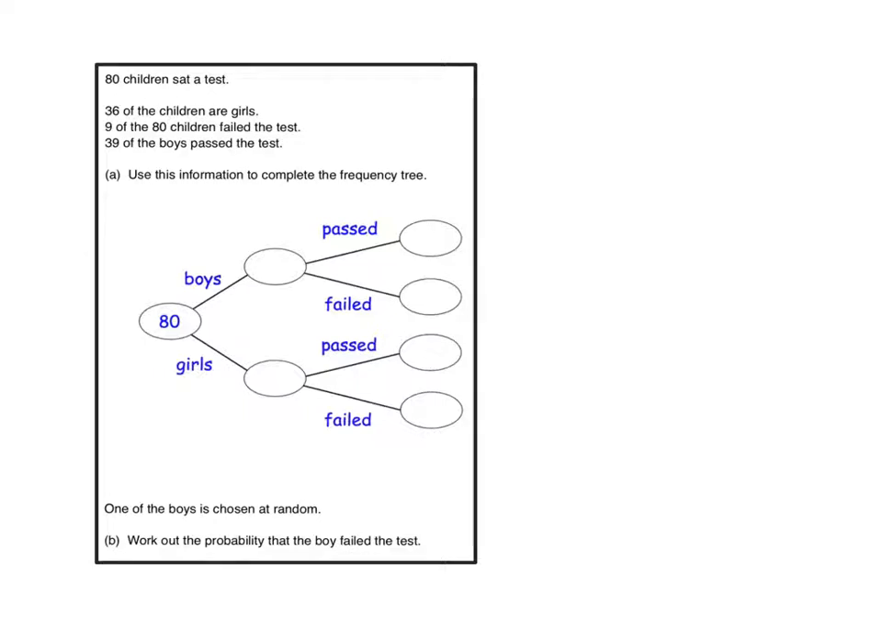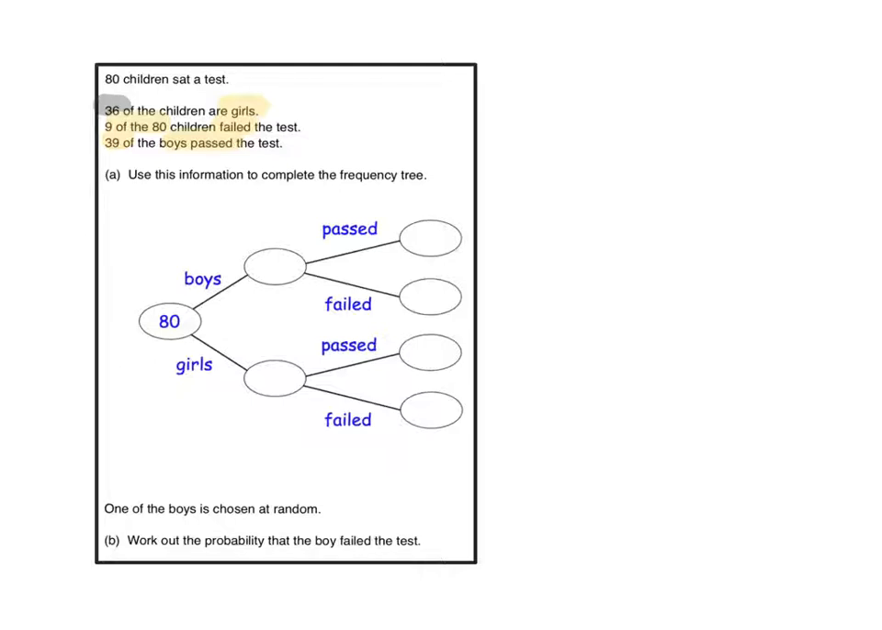80 children sat a test. 36 are girls. 9 of the 80 children failed the test. 39 boys passed. Use this information to complete the frequency tree.